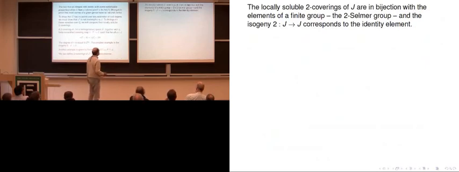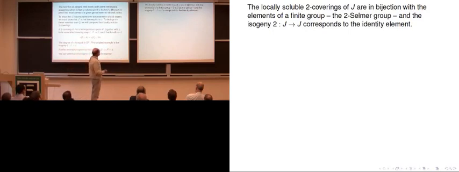Now, we call a covering locally soluble if this variety has points over all completions of the rational numbers. It might not have a rational point, but all completions of the rational numbers. The covering has to be defined over Q, but it has to have points over all the completions.